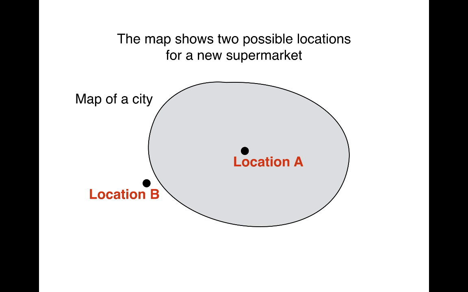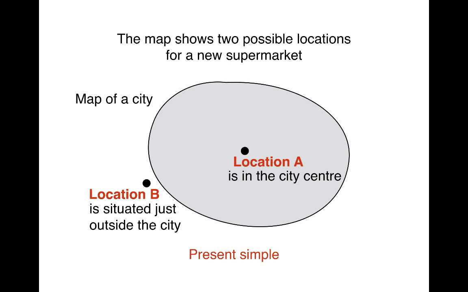Another question, the alternative locations map. This was our question showing the two locations. Which verb tense would you use for this one? I would suggest again using the present simple. So we could say the potential location A is in the city centre, whereas location B is situated just outside the city.